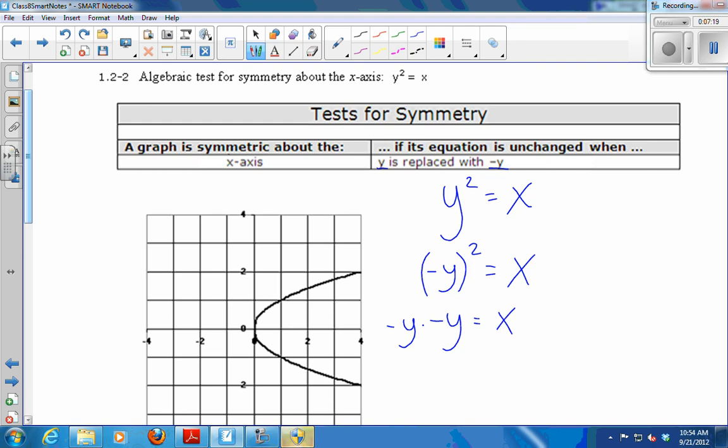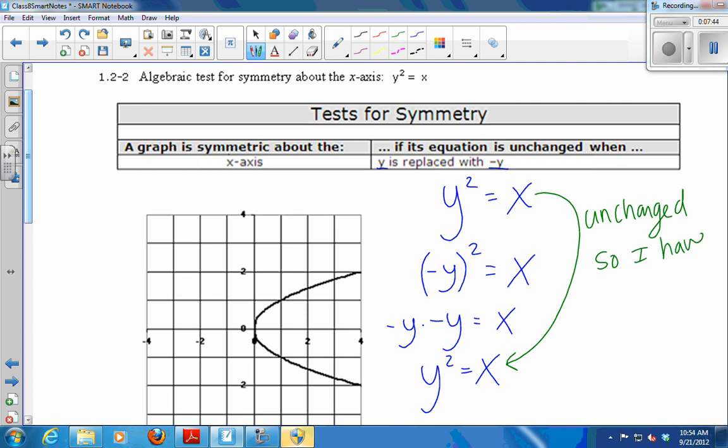The negative times the negative is a positive, and y times y is y squared. So that's unchanged. Replacing my y with a negative y did not change the equation in any way. So now I have x-axis symmetry.